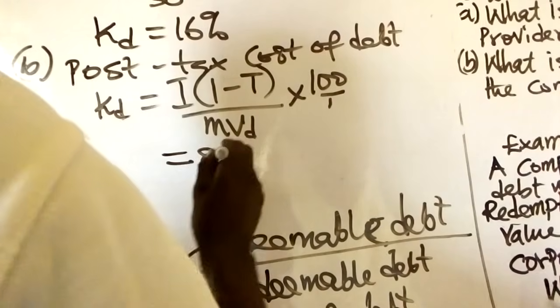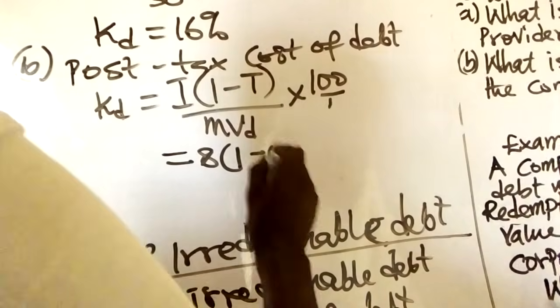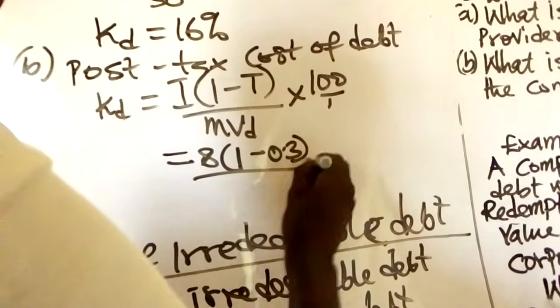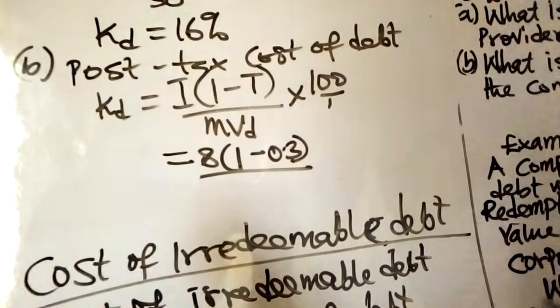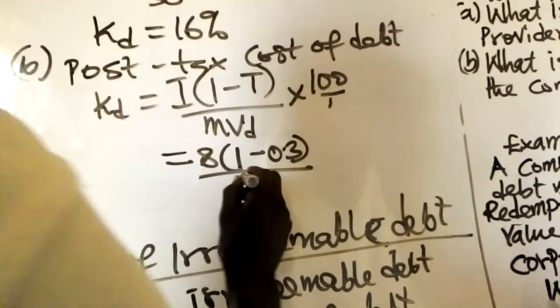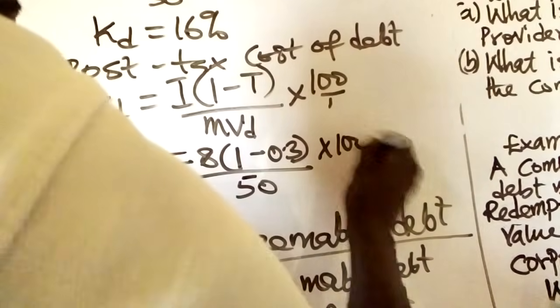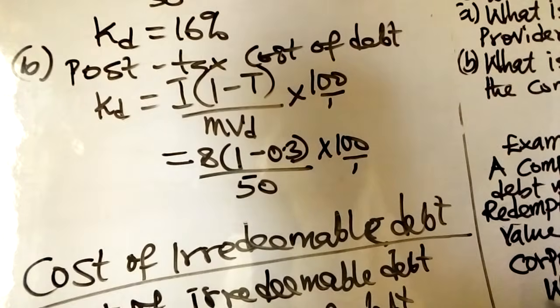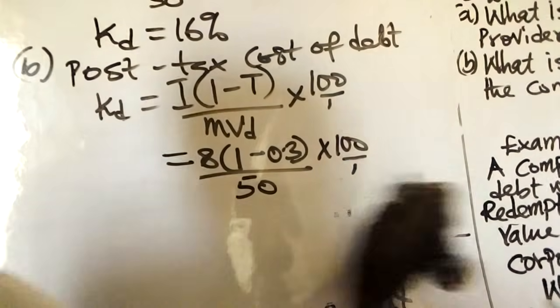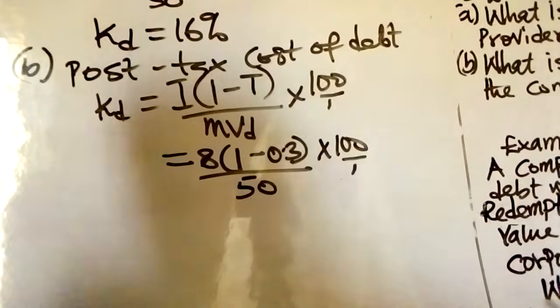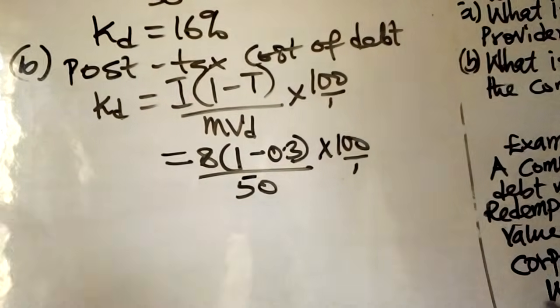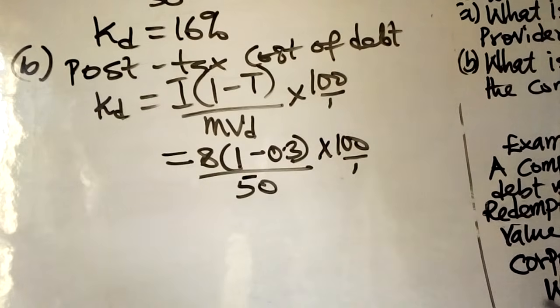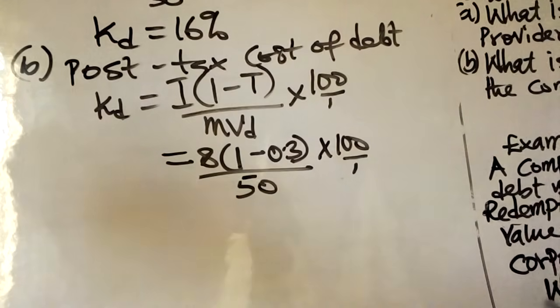Interest is 8. The tax rate is given as 30%, which is 0.3, so 1 minus 0.3 is 0.7, over the market value of debt, which is $50, times 100. So 0.7 times 8 gives us 5.6. 5.6 divided by 50 times 100. Then you have 11.2%.